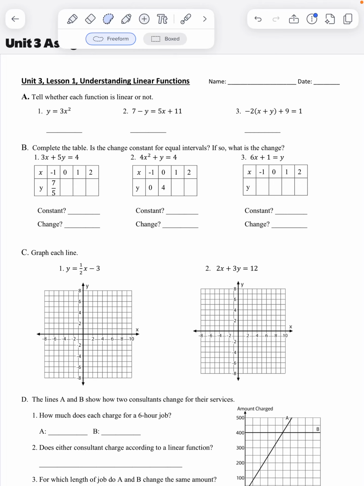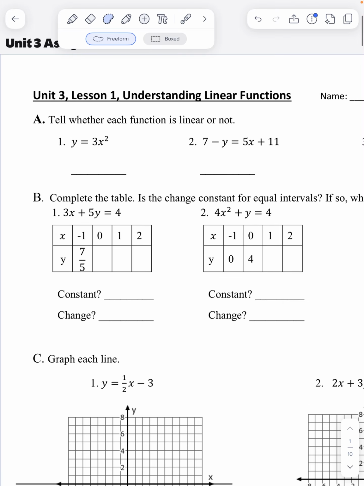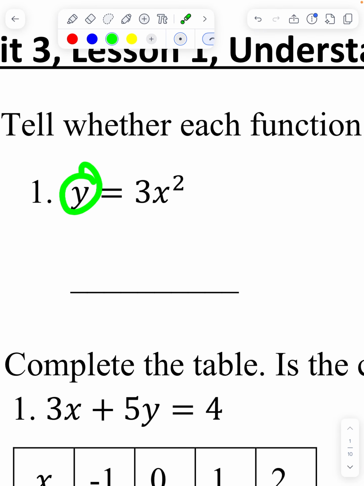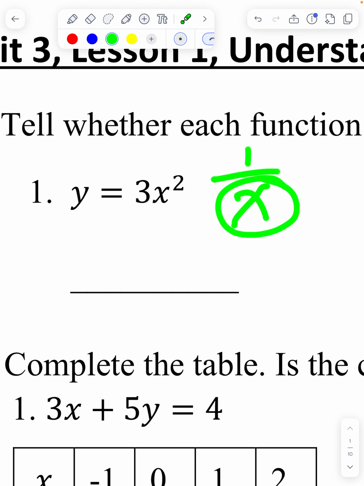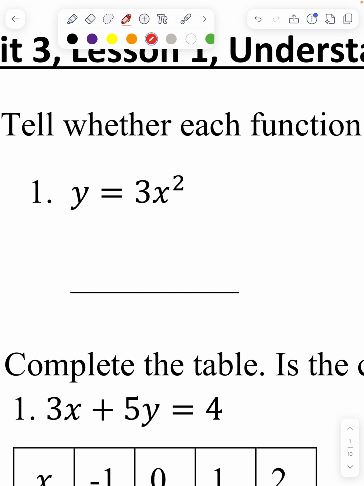Okay, Algebra 1, Unit 3, Lesson 1, Understanding Linear Functions. Part A, tell whether each function is linear or not. Whenever we have a variable, it doesn't matter whether x or y, as long as it has a power, or sometimes there's a fraction and the variable is at the bottom, it's not linear. So this one is no, not linear.